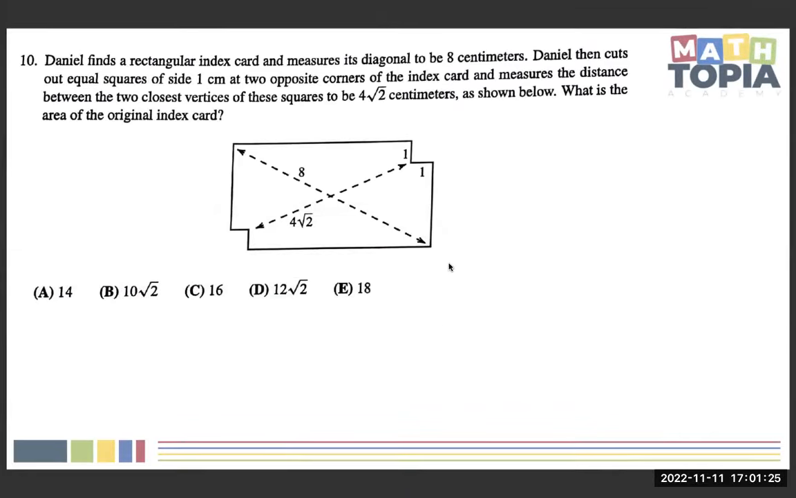This is problem 10 of the AMC 10A. Daniel finds a rectangular index card and measures its diagonal to be 8 centimeters. Daniel then cuts out equal squares of side 1 centimeter at two opposite corners of the index card and measures the distance between the two closest vertices of these squares to be 4√2 centimeters, as shown below. What is the area of the original index card?